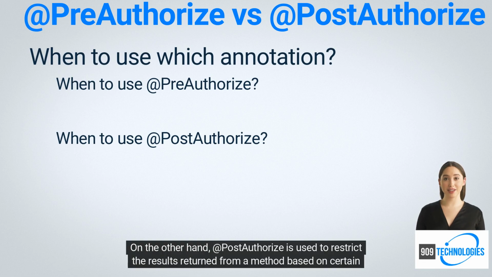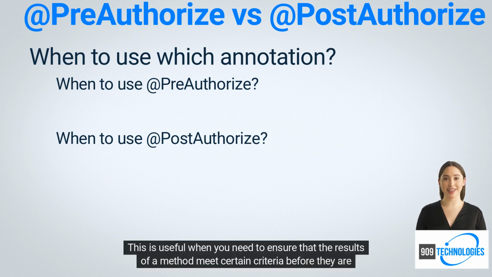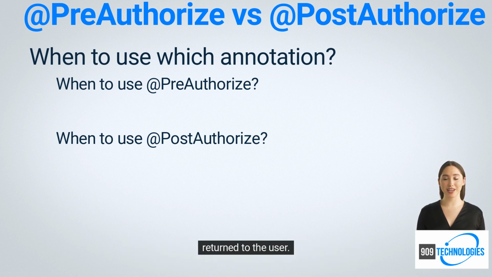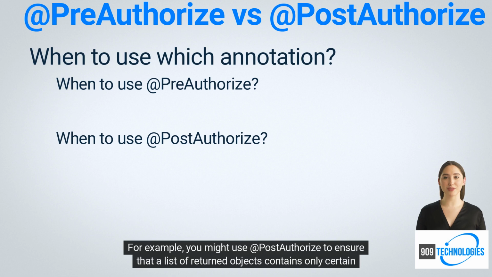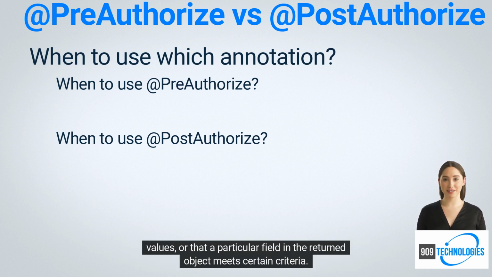On the other hand, post-authorize is used to restrict the results returned from a method based on certain conditions. This is useful when you need to ensure that the results of a method meet certain criteria before they are returned to the user. For example, you might use post-authorize to ensure that a list of returned objects contains only certain values, or that a particular field in the returned object meets certain criteria.